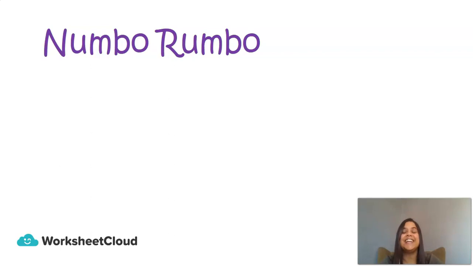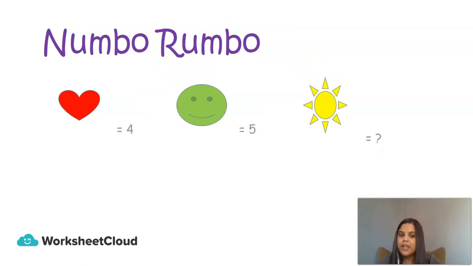Numbo Rumbo. And again, you can hear the drum rolls, grade 3s. Like the previous lesson with me, I gave certain objects or animals numbers, and they represent a specific number. So that's the same thing that's going to happen in this lesson. Firstly, I have a heart, then I have a smiley face, and I have a sun. And here are the different numbers that they represent. The heart represents 4, the smiley face represents 5, and the sun, we don't know. So we're going to obviously have to figure that one out.